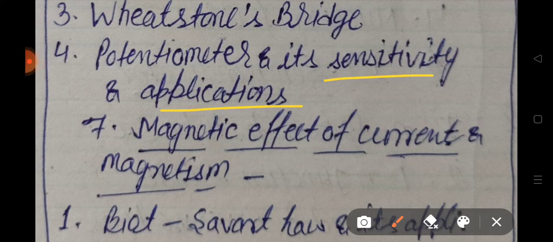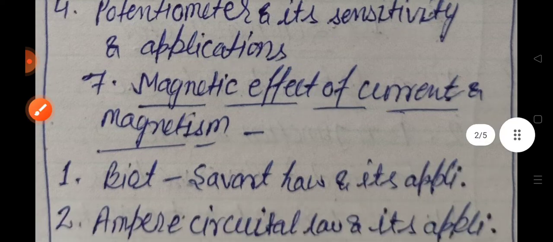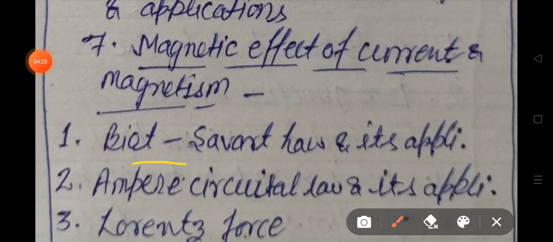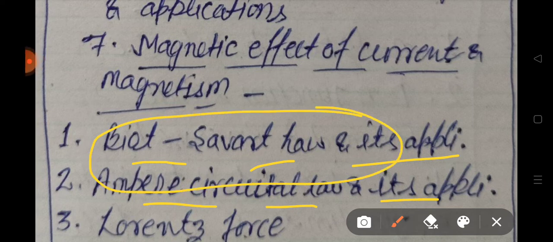Next chapter is magnetic effect of current and magnetism, in which first point is Biot-Savart law and its application, second Ampere's circuital law and its application. These 2 topics are very important. It is sure that 1 or 2 questions will be asked from these 2 topics.